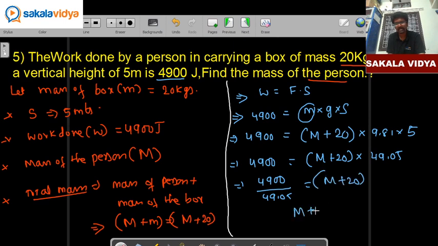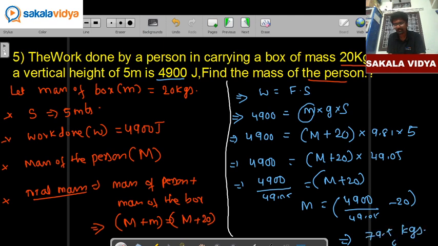So M plus 20 is equal to, sorry, if we solve this, we are going to get M is equal to 4900 by 49.05 minus 20. If you solve this, you are going to get the mass of the person is nothing but 79.5 kgs, or if you round this up, you are going to get 80 kgs. So what is the mass of the person? 80 kgs.